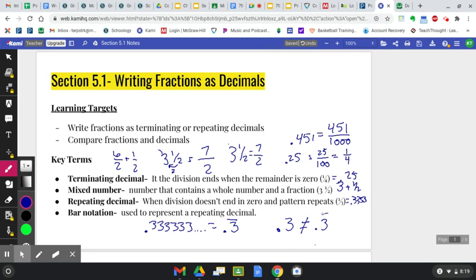This bar indicates that this pattern continues. Okay. So the 0.3 and the 0.3 with the bar over it are not equal. This is bigger. This is like 33 if you're talking about 33 1/3%, right? That keeps going on. This is just 30%. So that's what the bar notation implies, that that pattern continues on.